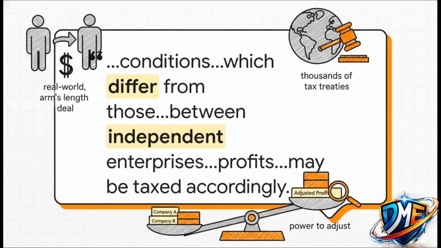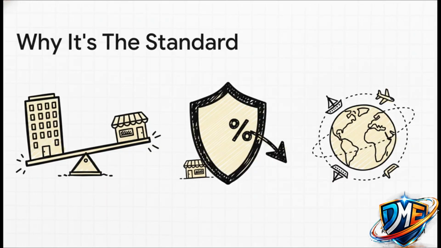And listen, this isn't just some friendly suggestion, it's the law. It's baked into literally thousands of tax treaties all around the world. This text you see here from Article 9 of the OECD's Model Treaty is the legal backbone. It gives tax authorities the power to go in and adjust a company's profits if their internal deals don't look like a real-world transaction.